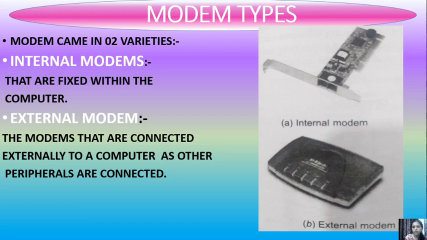You all are aware about this. I have told you that there are two categories: internal modems and external modems. You can see images here also. Internal modems are fixed within the computer, within the computer system CPU. And external modems are connected externally to a computer as other peripherals are connected. So just like other peripherals, this external modem is also connected with the system externally. So these are two types.